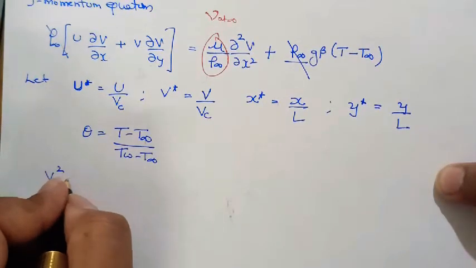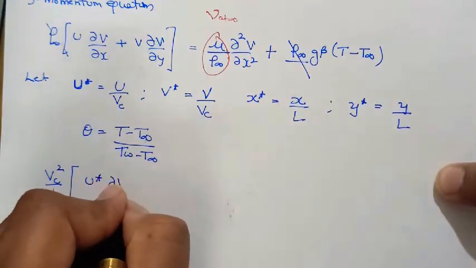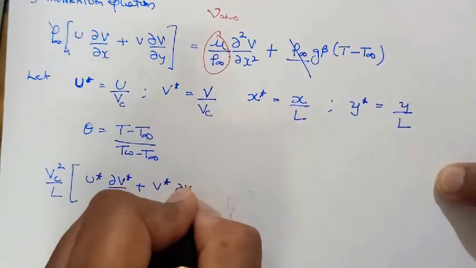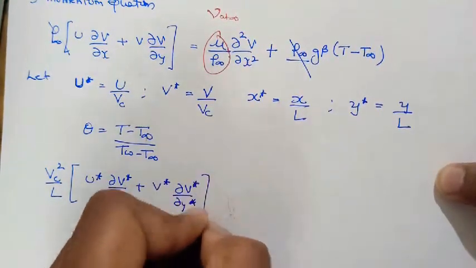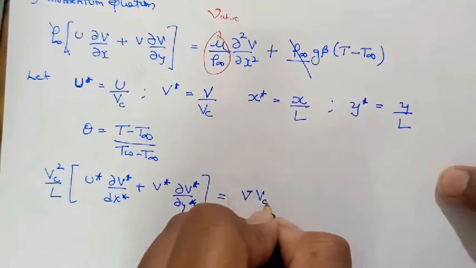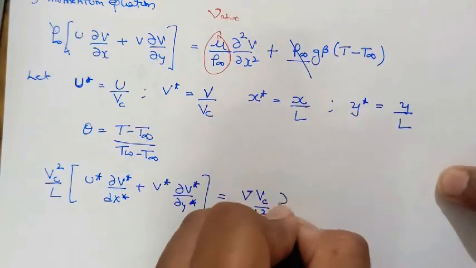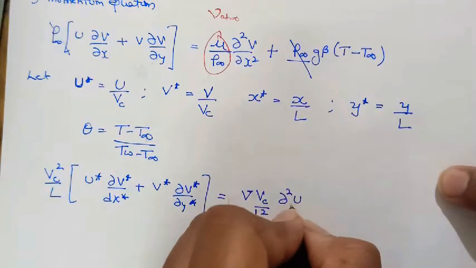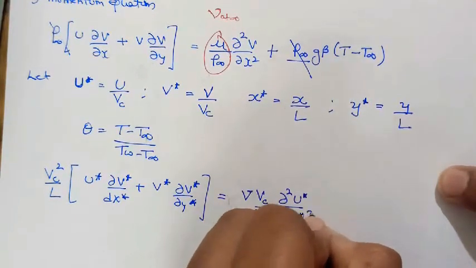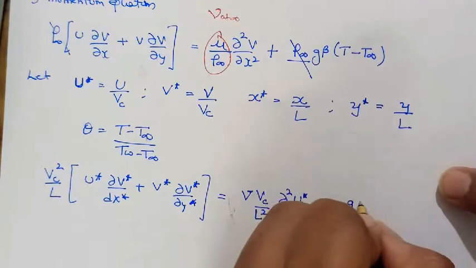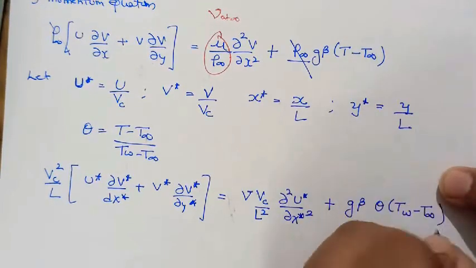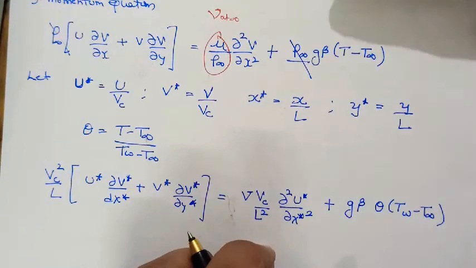Vc square by L times u star dv star by dx star plus v star dv star by dy star, which is equal to mu Vc by L square d square v star by dx star square plus g beta theta (Tw minus T infinity), right?